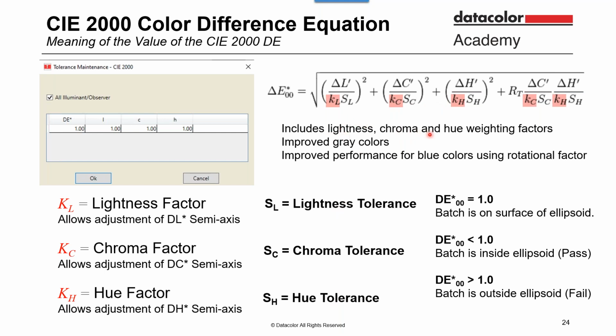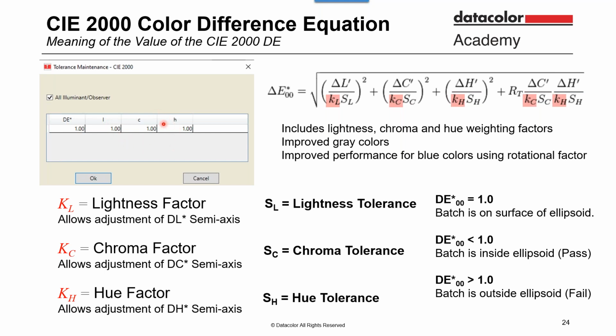And CIE 2000 was supposed to improve gray colors. There's an improved performance for blue colors, uses a rotational factor over here. You have control again in this equation of the DE as a tolerance. You also have control of the LCH factors, the KL, KC, and KH. So basically, as you change this, you will skew the ellipsoid in a certain direction. For example, if you put a 2 in the L, you'll stretch it like I showed before in the CMC.